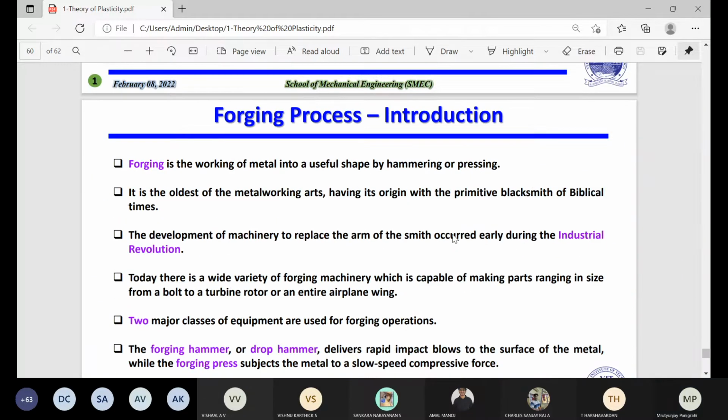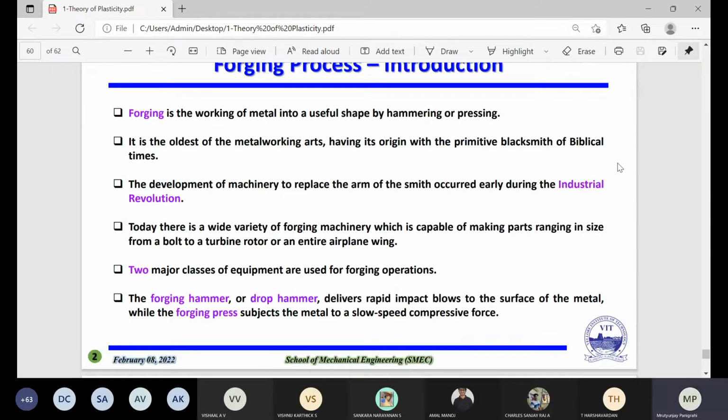So forging is the working of metal into a useful shape by hammering or pressing. You cannot say only pressing, because every time I give the example of the blacksmith. If you go to see the blacksmith, they are not pressing there. Pressing means you should have some equipment or technique, right? Hammering means you have to do it manually. Of course you have to press it, but you force it by using your hand.